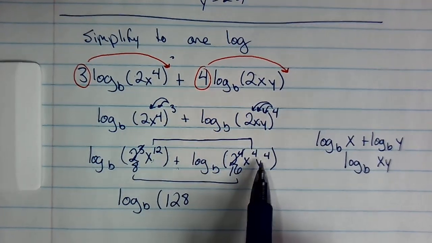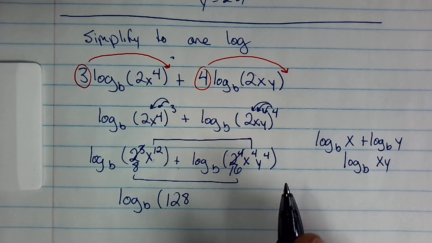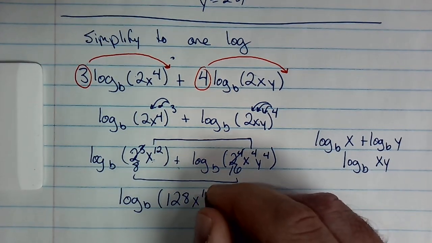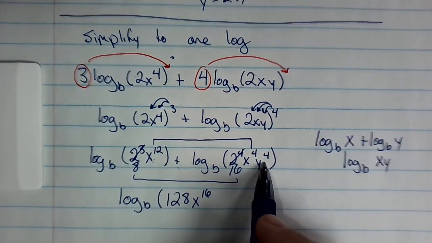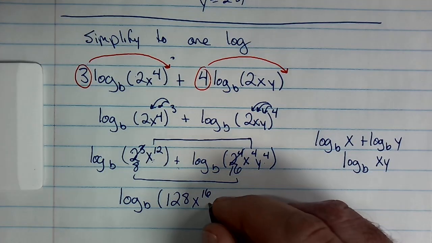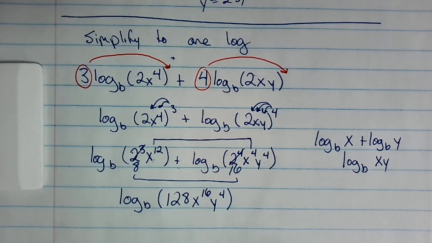X to the 12 times x to the 4th. What do I do with my exponents? I add them. And that y has no friends, so it just stays. Just take it step by step on these. It's a lot of exponent rules, actually.